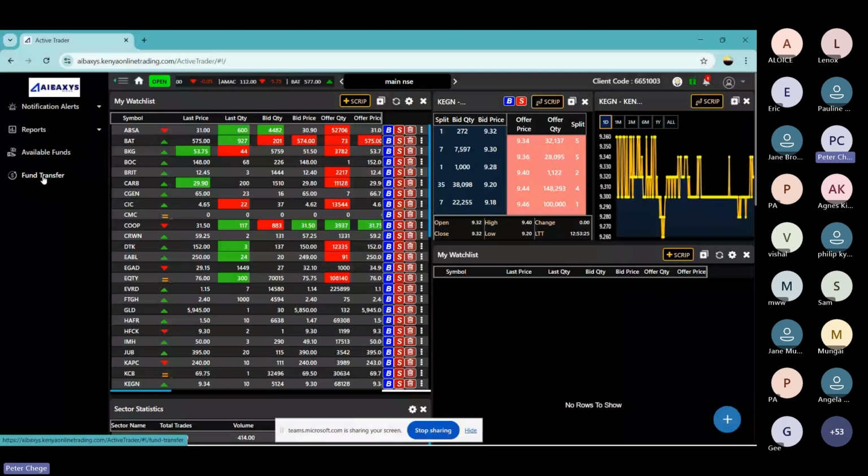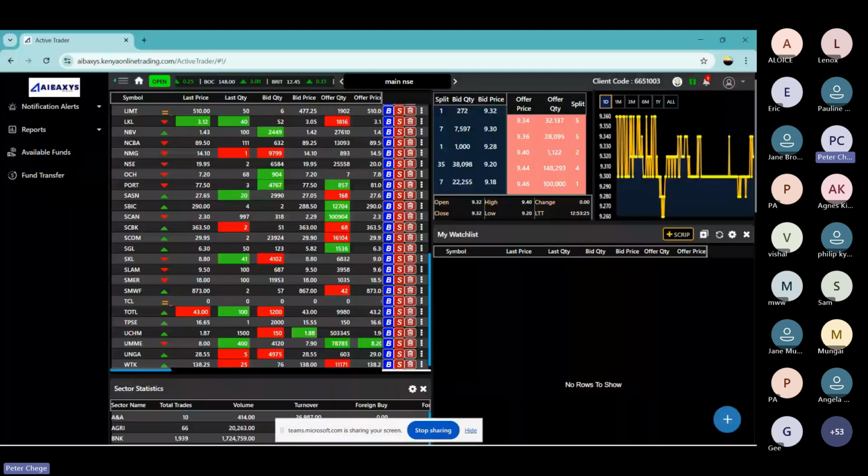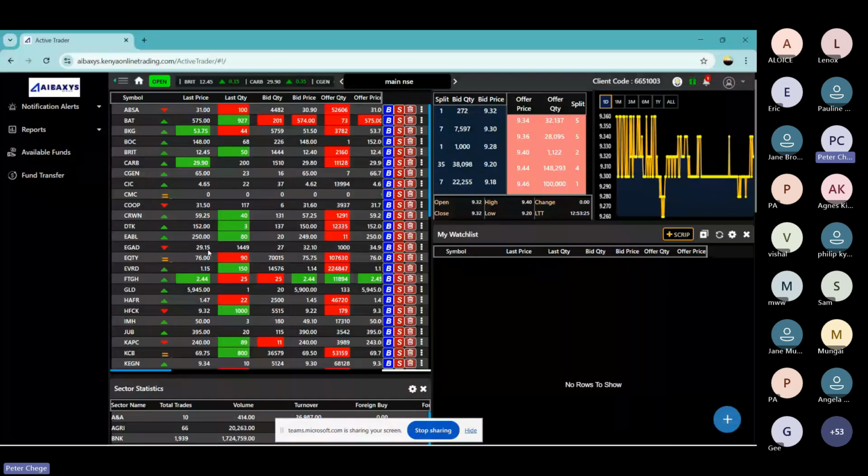Now we have the companies which are listed in my watch list. All these companies are the companies which are trading at NSE right now, up to the last one. If any is missing, you can always add it to the list.